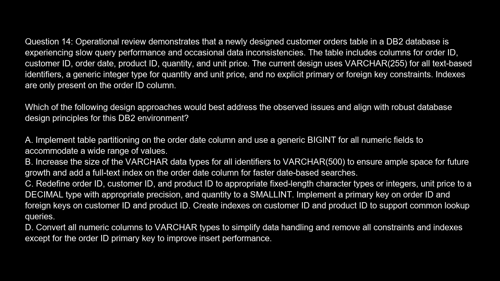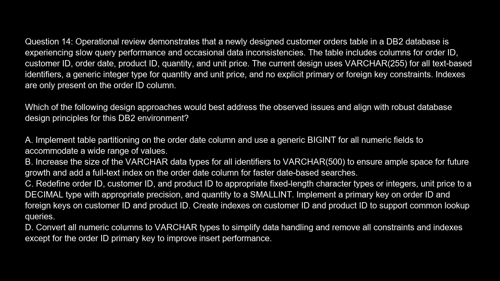Which of the following design approaches would best address the observed issues and align with robust database design principles for this DB2 environment? Option A. Implement table partitioning on the order date column and use a generic BIGINT for all numeric fields to accommodate a wide range of values. Option B. Increase the size of the VARCHAR data types for all identifiers to VARCHAR(500) to ensure ample space for future growth, and add a full-text index on the order date column for faster date-based searches.